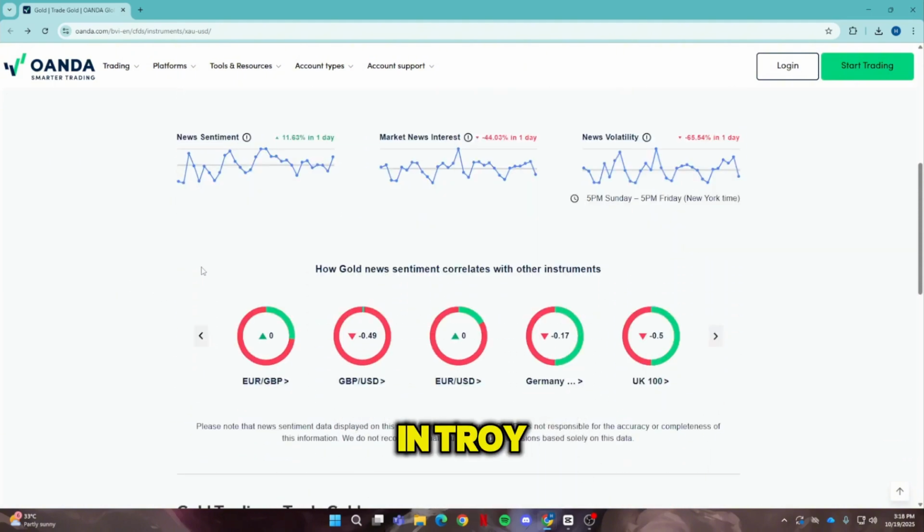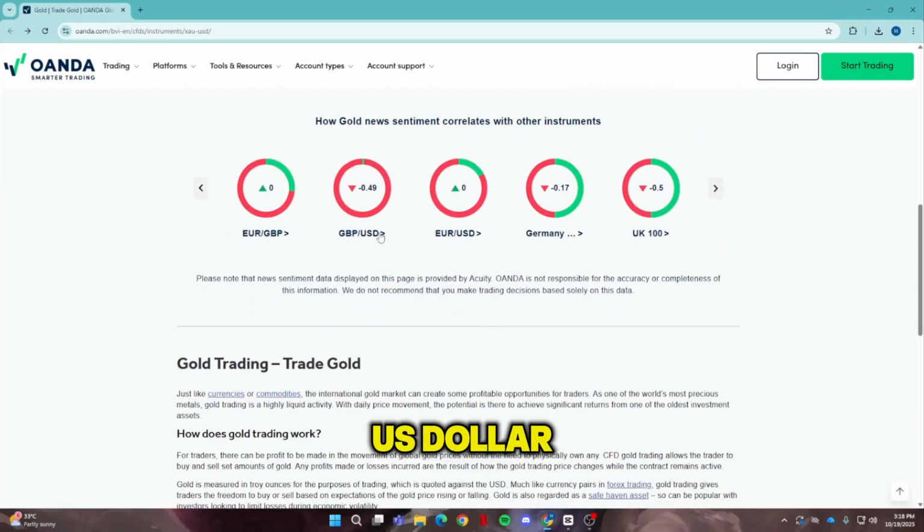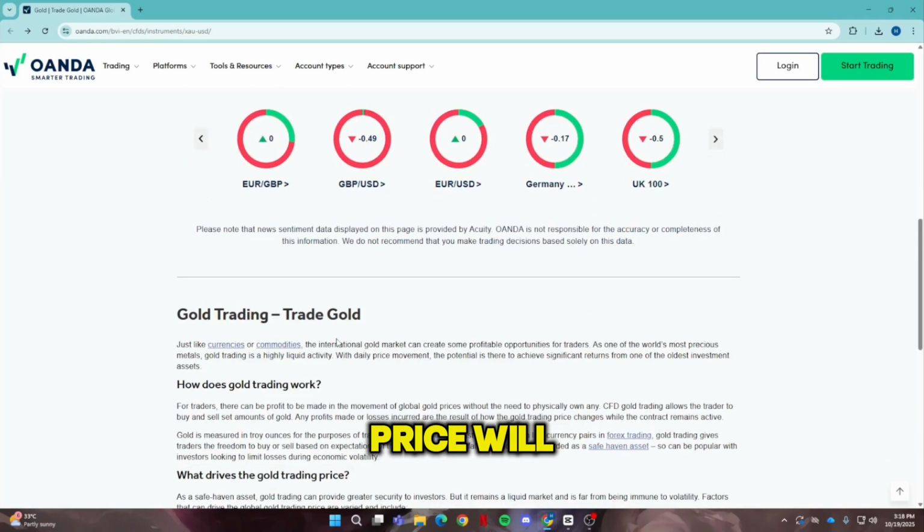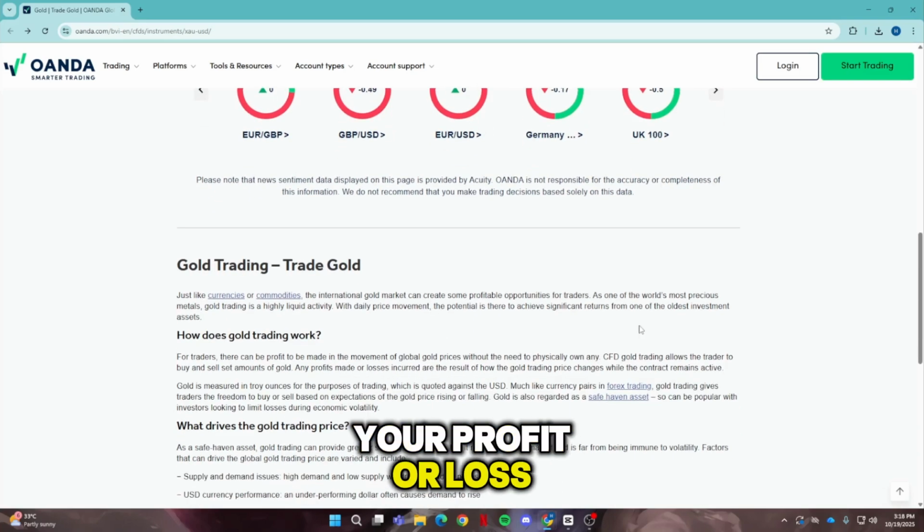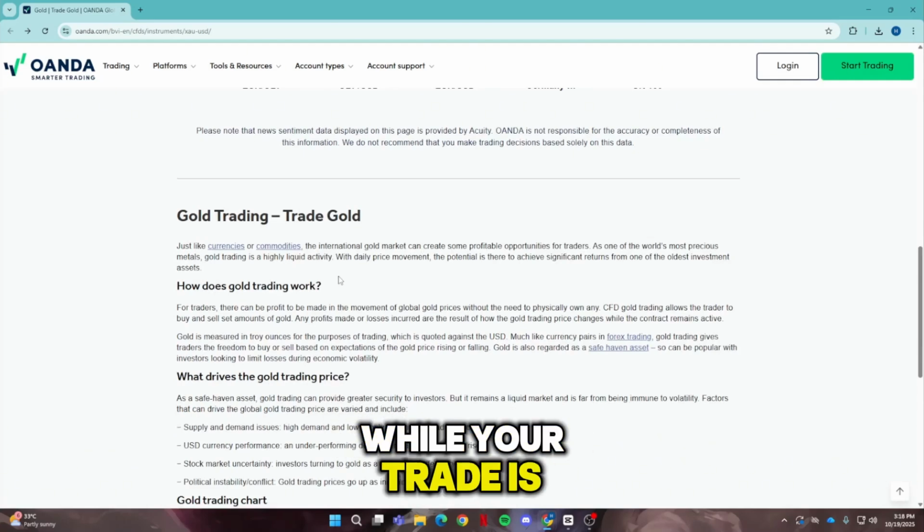So how does it work? Gold is measured in troy ounces and traded against the US dollar, USD. If you think gold's price will rise, you can buy, and if you think it'll fall, you can sell. Your profit or loss depends on how the price moves while your trade is open.